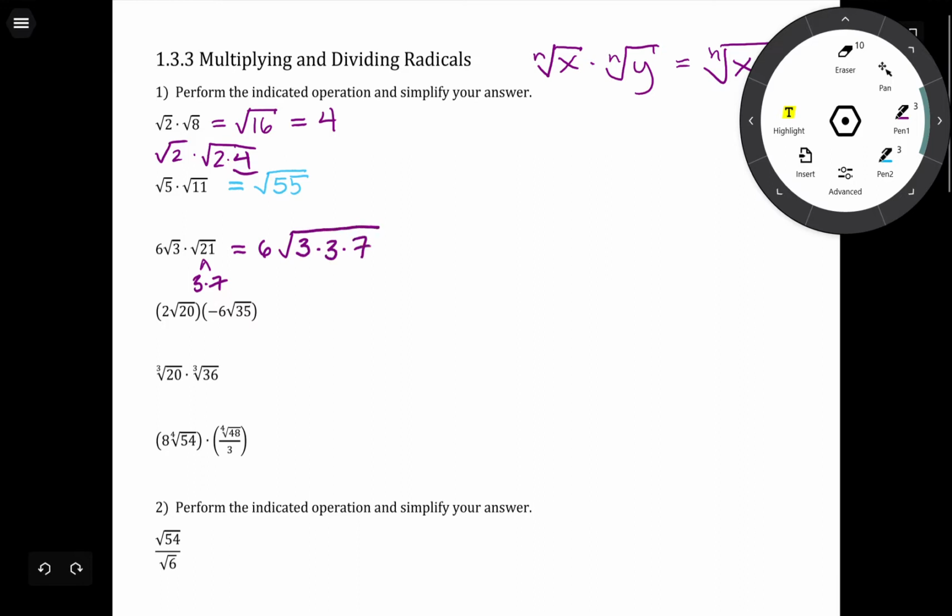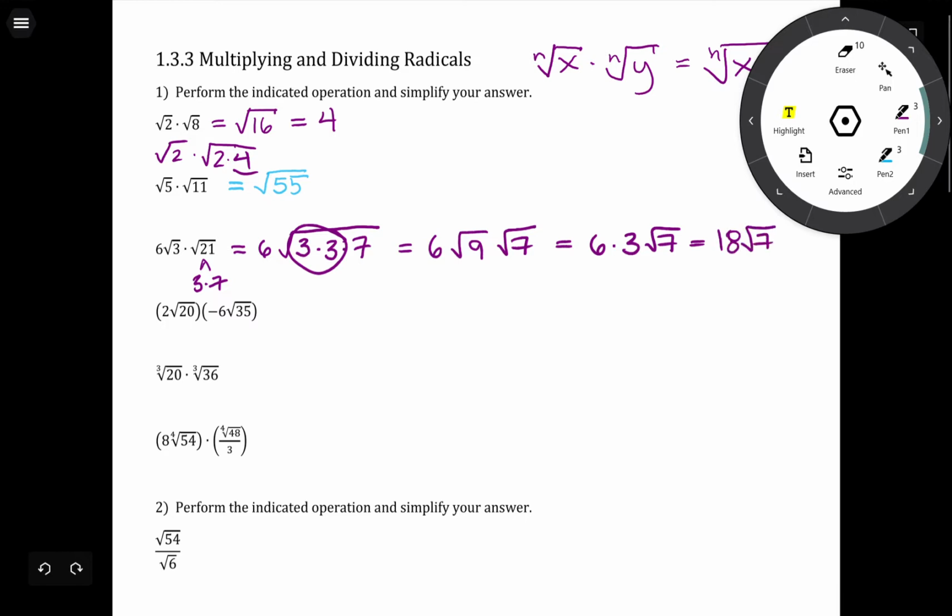So if you're watching, rather than have to figure out what 3 times 21 is, not that that's that bad, but sometimes they're messy, you could say, ooh, I can see that I'm going to get a 3 squared out of that. So I'm going to say I have 6, square root of 9, square root of 7. Feel free to skip a step as you get comfortable, which is 6 times 3 times root 7, which is 18 root 7.